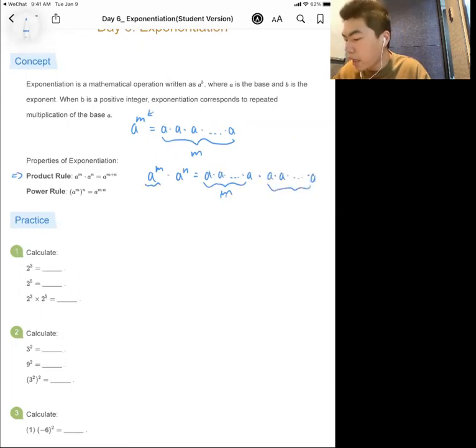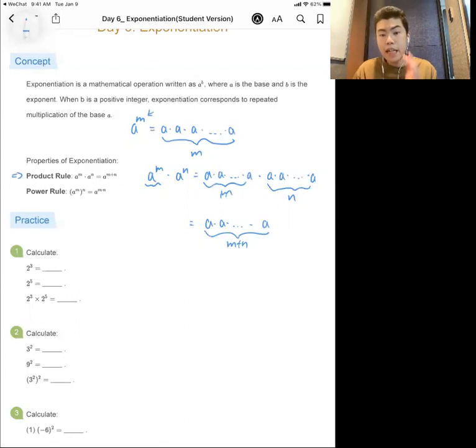For the second power, we have n of a's. So we just have a bunch of a's multiplying together, first m of a's, and then n of a's. How many a's do we have in total? We have m plus n of a's. So we can just write it as a power: a to the power of m plus n. This is how we get the result for the product rule.